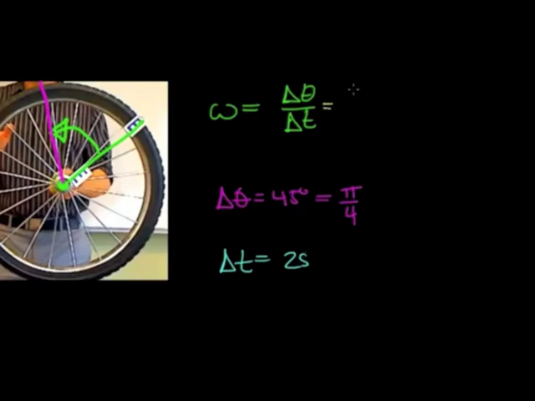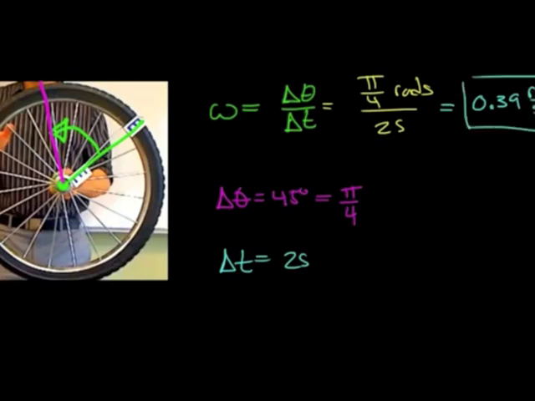And to do that, we'd say that the angle through which this object rotates is pi over 4 radians, sometimes just written as rads, divided by the time it takes to rotate through that angle, which is 2 seconds, and that equals pi over 4 divided by 2, which works out to be 0.39 radians per second. And that's the angular velocity of this object.